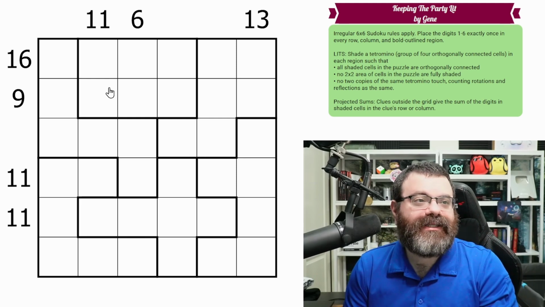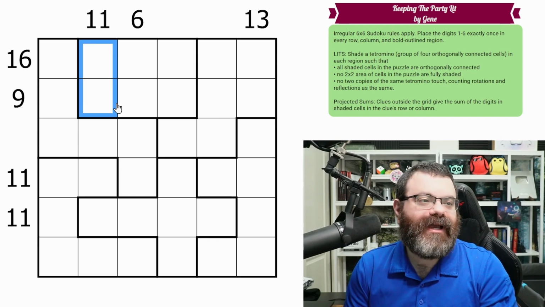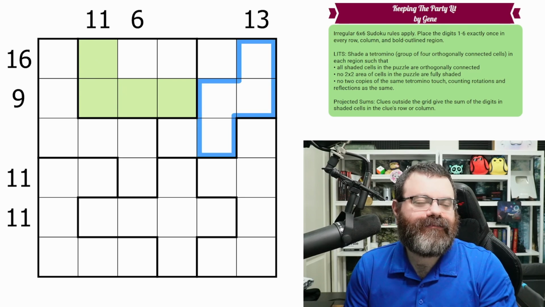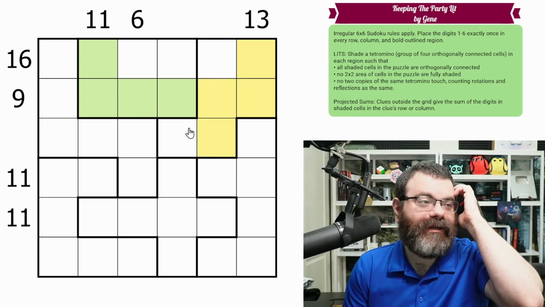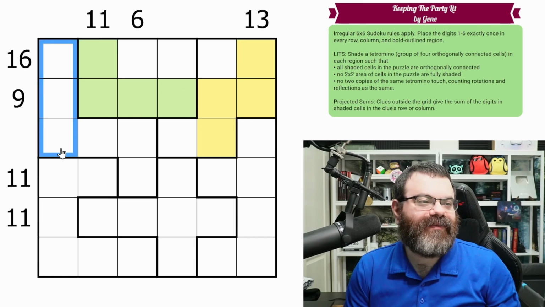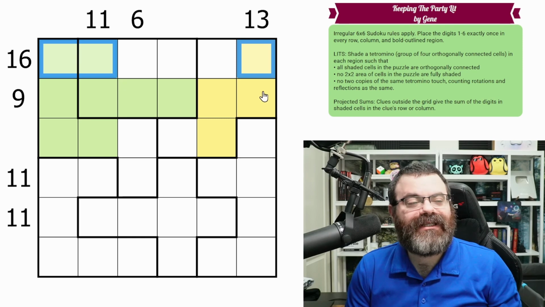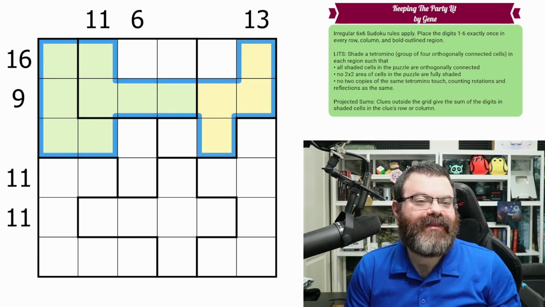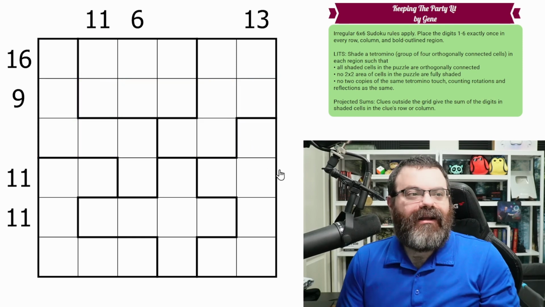We also have projected sums, so that's these clues outside the grid. And they just give the sum of the digits in the shaded cells in the row or column. So if I were to have, say, an L tetromino here, and then maybe this S tetromino here, and we look at this row, that would mean these 2. Maybe I need something here as well. I can't actually do this, but I'll do another L there. Then these 3 would sum to 16. I don't know, 16 is pretty big, but you get the idea. All right, and that's it.